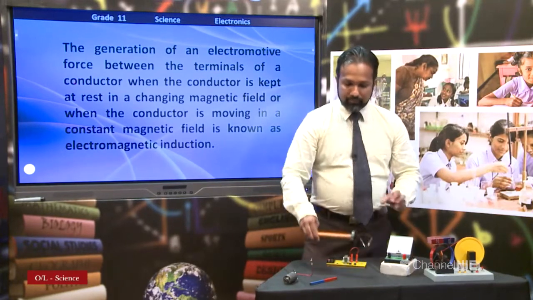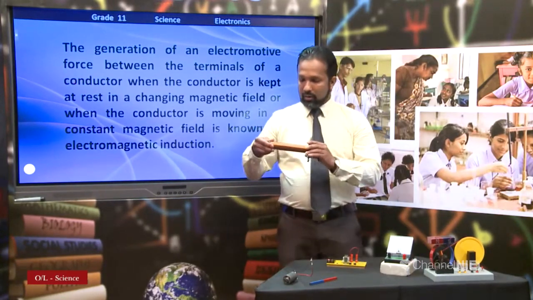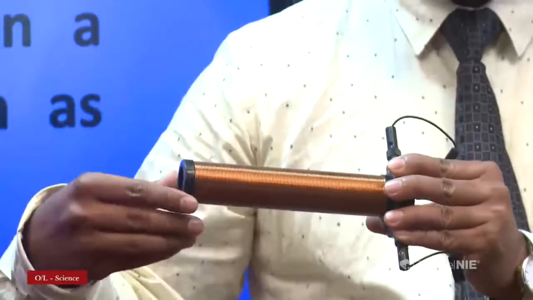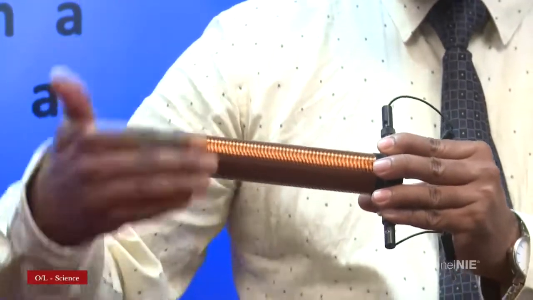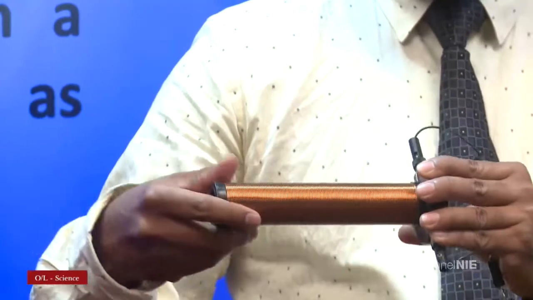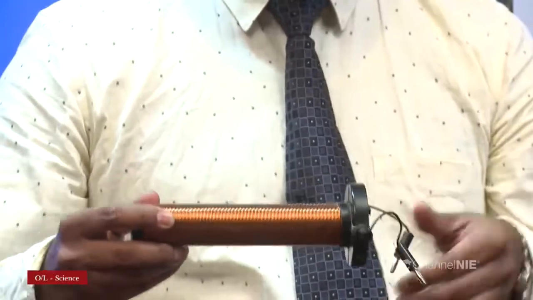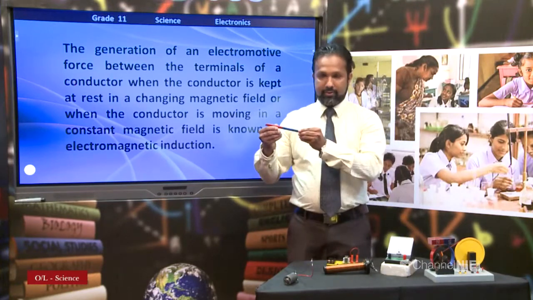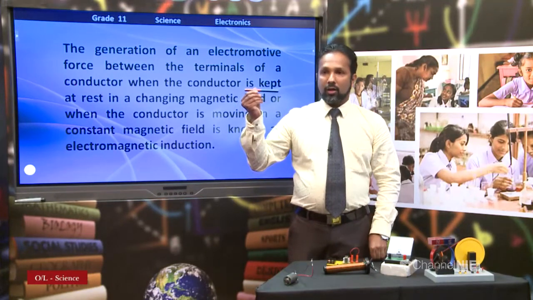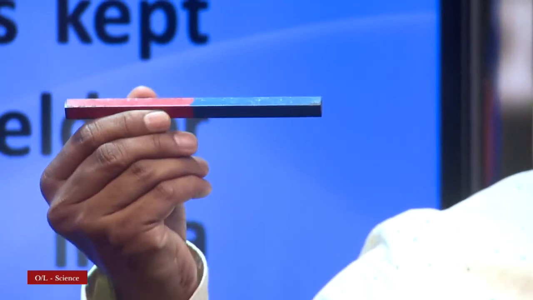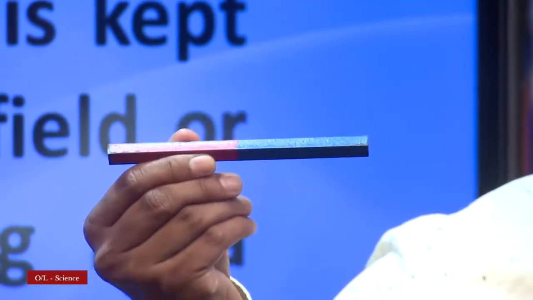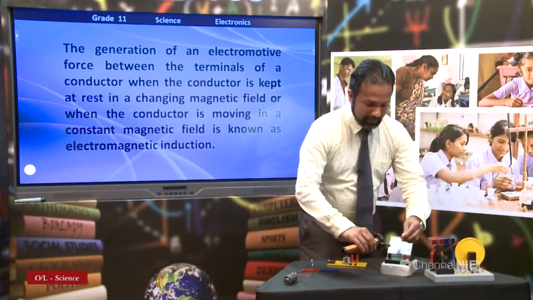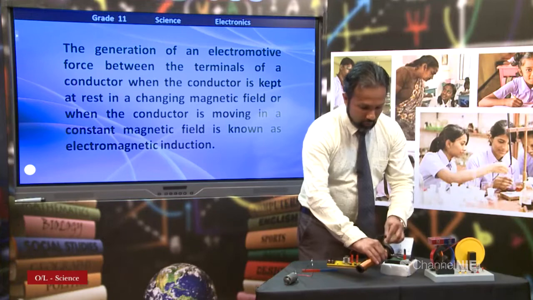I am using a copper coil. I have wound a copper coil around a PVC tube to produce this coil. I am using connecting wires here. And also, I am going to use a bar magnet. As you know, a bar magnet consists of a North Pole and a South Pole. Let's do the activity. First of all, I am connecting the coil to the center zero galvanometer.